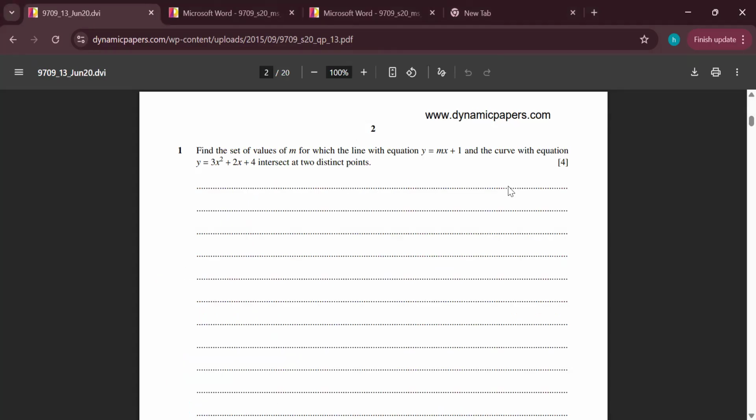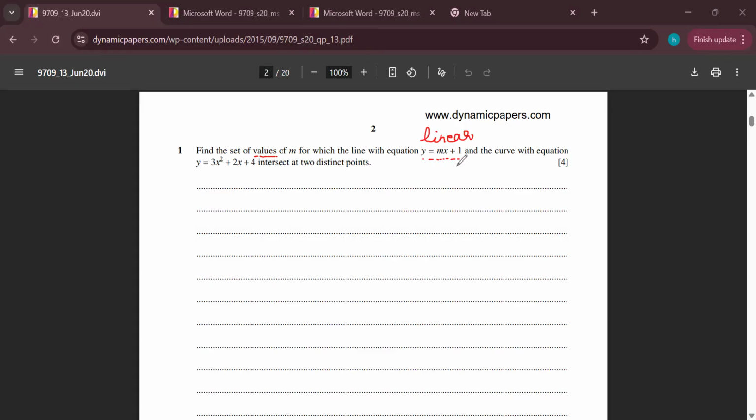As all of you can see, question number one is saying find the set of values of m. First thing which you should note, whenever it is written values, it means that m will have more than one value. For which the line with equation, you can see the line equation is linear. What does linear mean? Linear means no power of x.